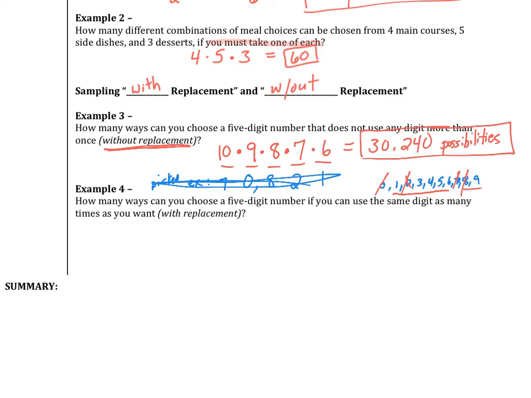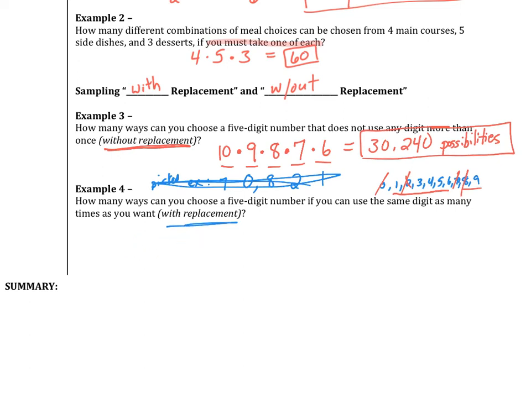Okay, in example 4, it says, how many ways can you choose a 5-digit number if you use the same digit as many times as you want? So what this means, I'm going to give an example. In this problem, you could write down 22,222, because you can repeat the number as much as you want. You can use 2 over and over and over again. You can use 8 over and over again. In example 3, it said without replacement, so that means we can't reuse a number. In example 4, we can.